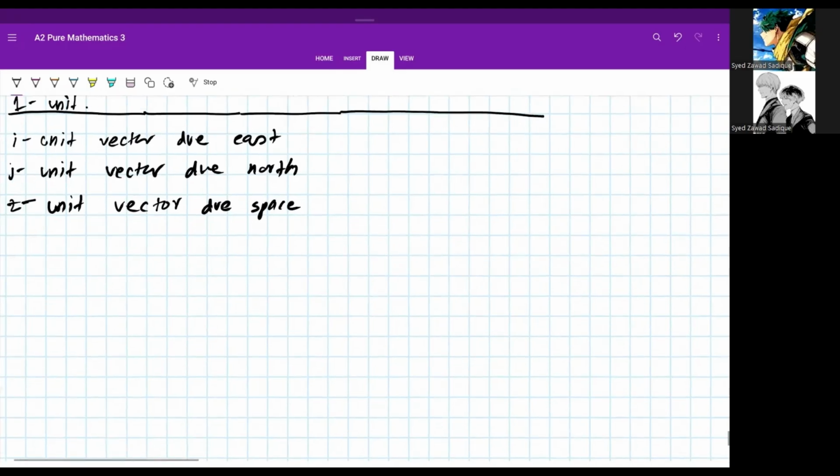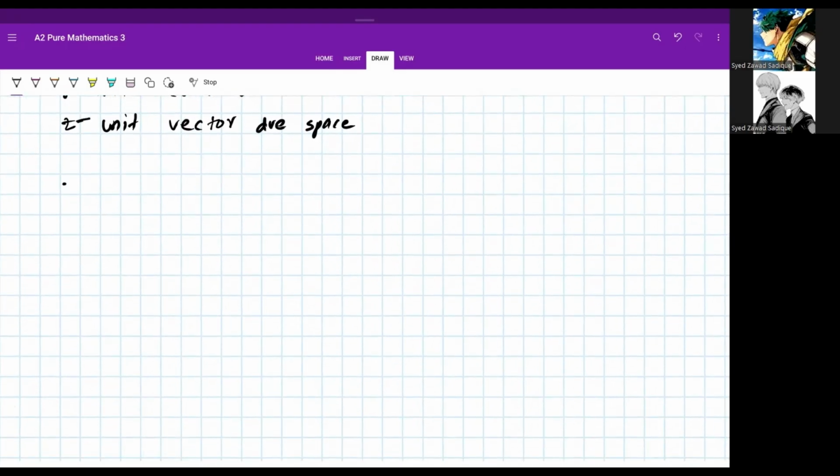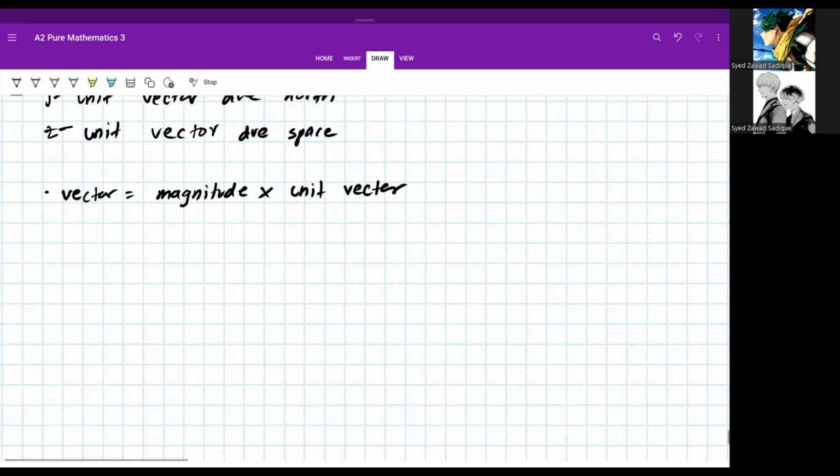Now we also have to learn that a vector equals magnitude multiplied by unit vector. Therefore, the unit vector equals the vector divided by its magnitude.